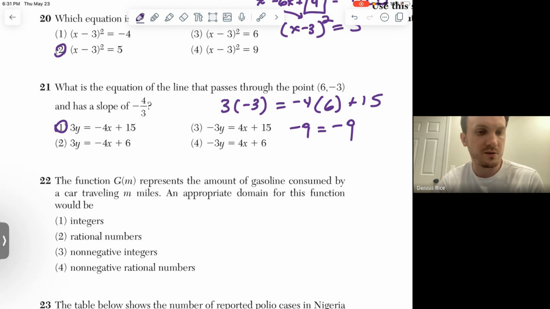22, inappropriate domain. We've seen questions like this all the time. In this case, your domain is miles. So miles, the amount of miles that you drive, kind of like the little thing on your dashboard of your car says that. What would be an appropriate domain? Not integers. I don't know if you guys are answering the last one or not, but integers wouldn't be an appropriate domain. That would be negatives.